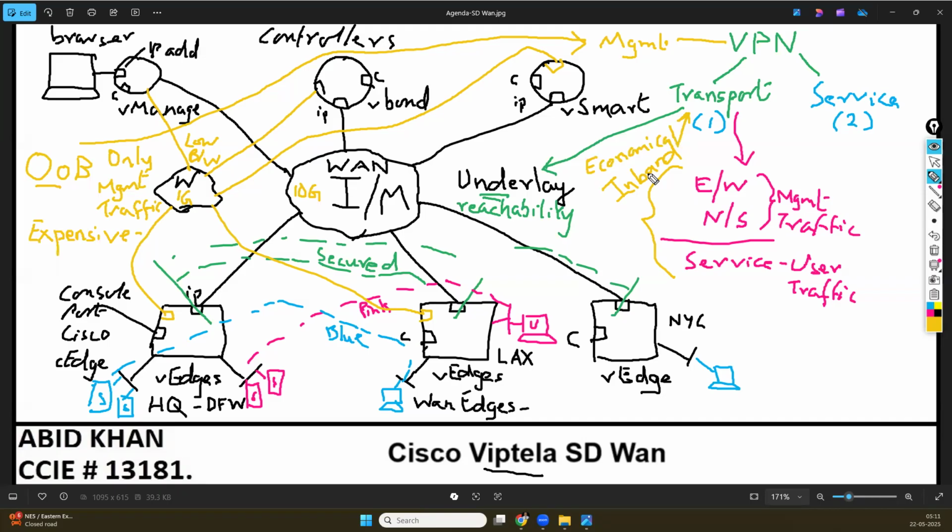But in the very beginning, as I said, in Cisco Viptela SD-WAN nothing will go clear text. Everything, the east-west communication and the north-south communication, is going through a DTLS tunnel. And service VPN traffic is going through IPsec. So nothing is going clear text. That's the reason most of the time organizations go for in-band management. This is more popular.